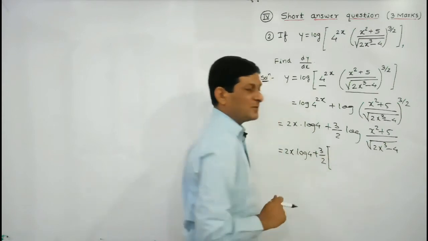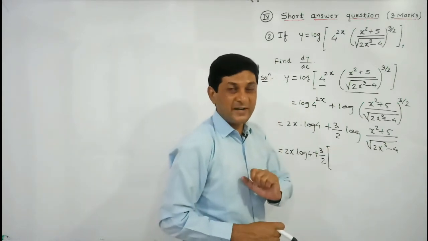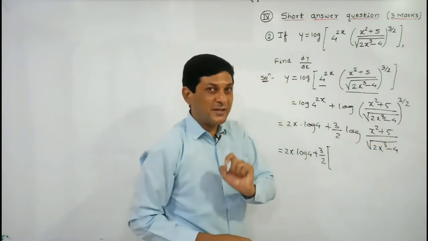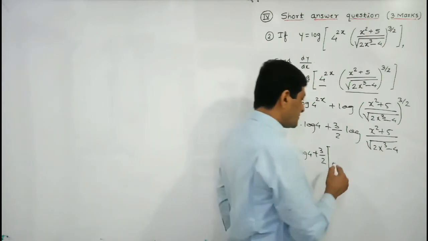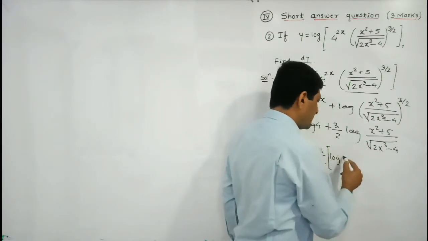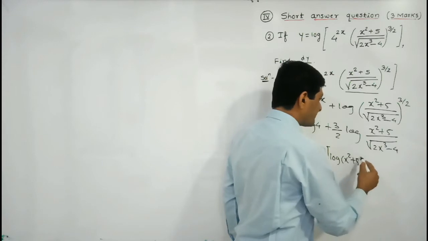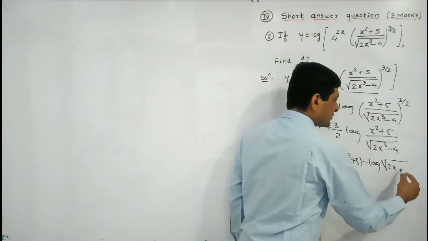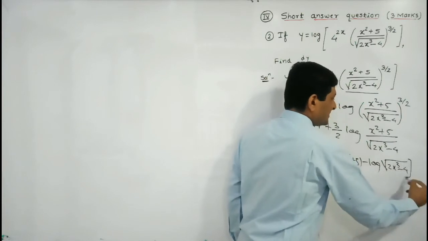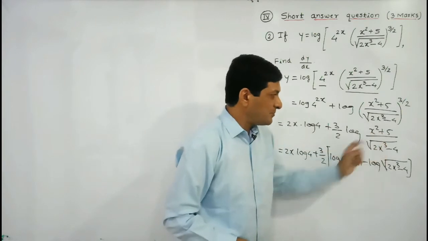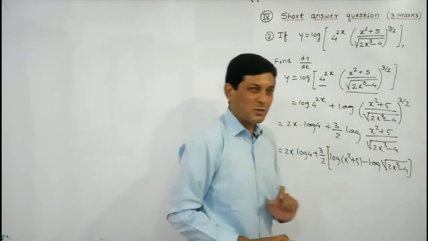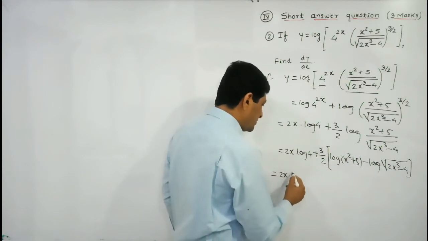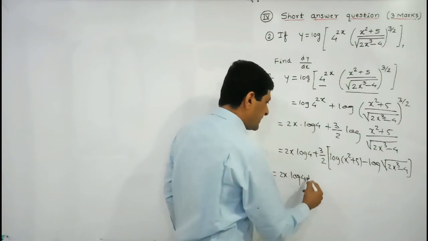Now again according to laws of logarithm, this term can be simplified, and which law can be applicable here? Log a upon b can be written as log a minus log b. So see what we will get. Log a means log of x square plus 5, minus log b. B is under root 2x cube minus 4. We are simplifying applying the law that log a upon b can be written as log a minus log b. So here 2x into log 4 as it is, plus 3 by 2 also as it is.